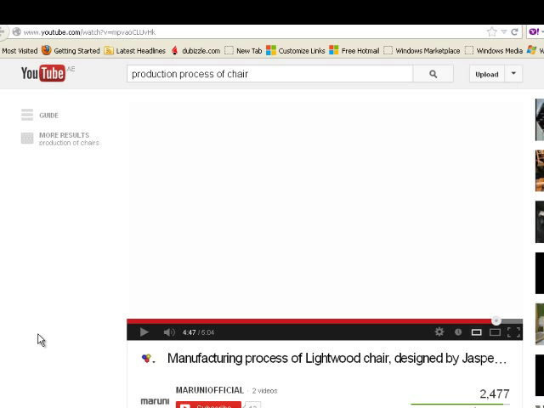So in this lesson we have learned what is production process. Production process is a technical relationship between inputs and output. Inputs are the resources, factors of production, land, labor, capital and entrepreneur, whereas output means the goods and services which we produce. That's all in this lesson.